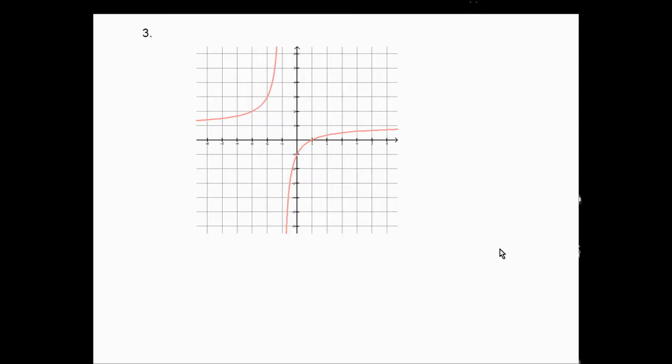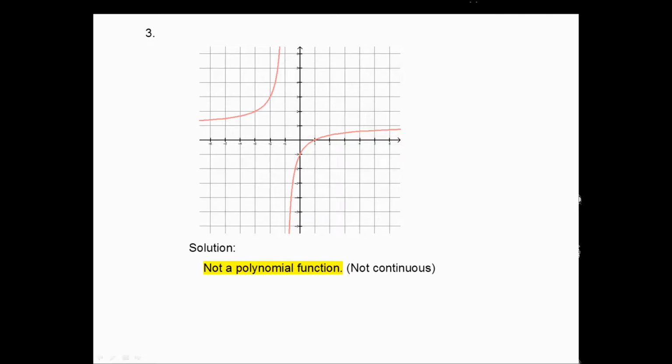My third example. It is smooth, but it's in two pieces. It's not continuous, so it is not a polynomial function. And again, its problem was it was not continuous. It's in two pieces.